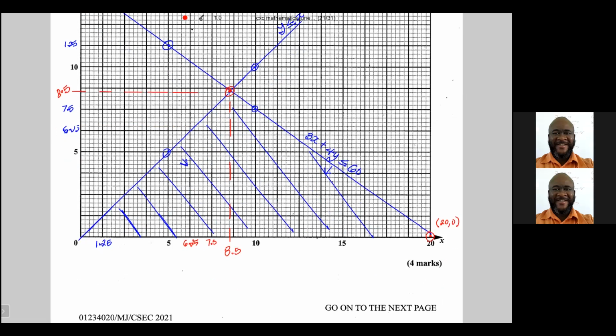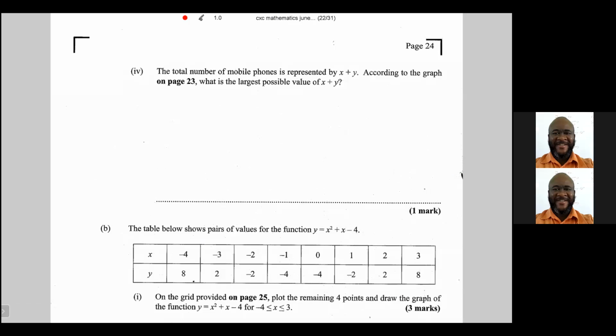All right, so let's turn the page and finish the question. So the total number of cell phones, according to what is the largest possible value of X plus Y, I think that the largest possible value is 20, and this occurs when X is equal to 20 and Y is equal to 0.